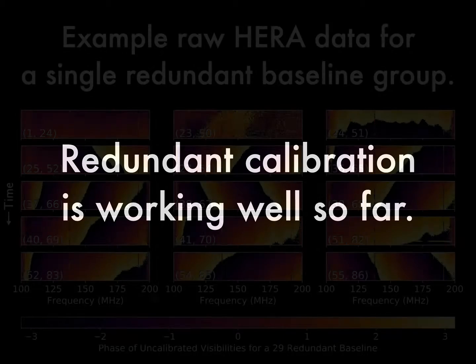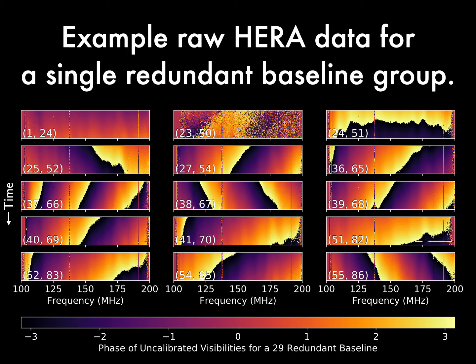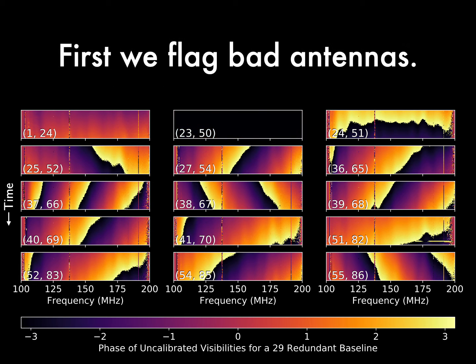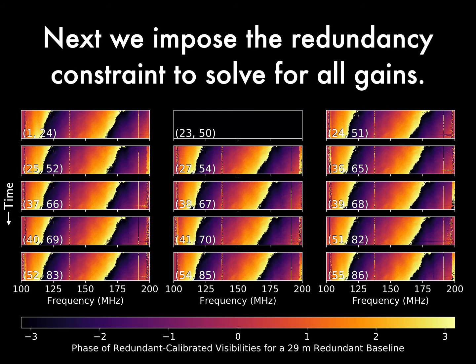So we start with a bunch of visibilities here. The visibilities are complex, so I'm showing the angle. And here I'm showing them as a function of time and frequency for 15 different baselines. They should be measuring the same thing, and they are not. So first we flag an antenna, antenna 50 here, which never worked. And then we impose that redundancy constraint. So these things look totally different now, but as soon as we impose that constraint, all of a sudden they're starting to really line up quite nicely.